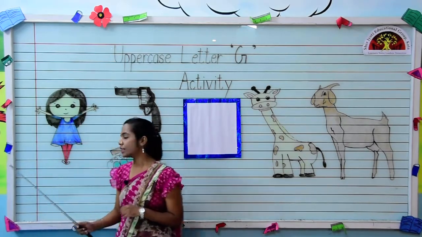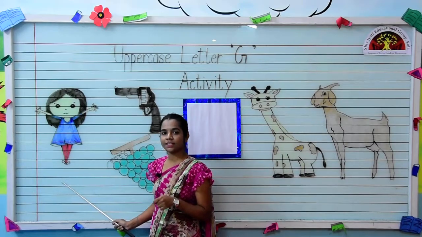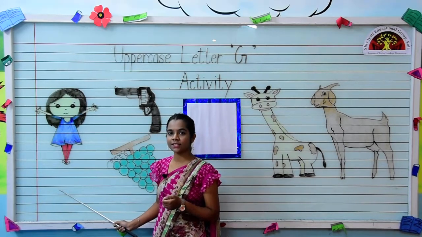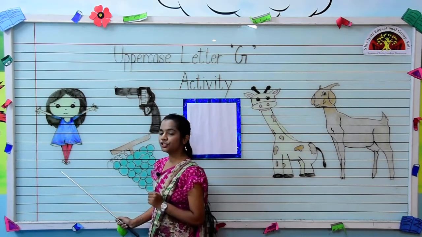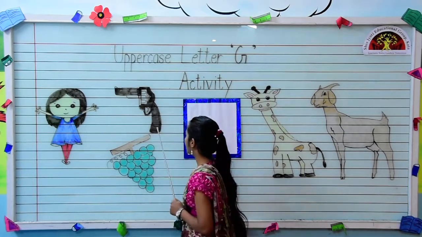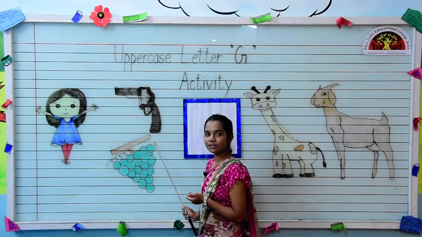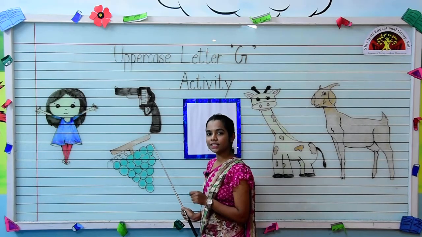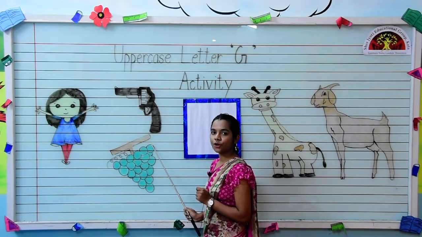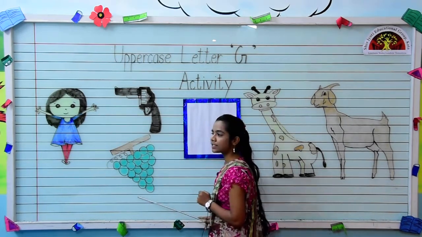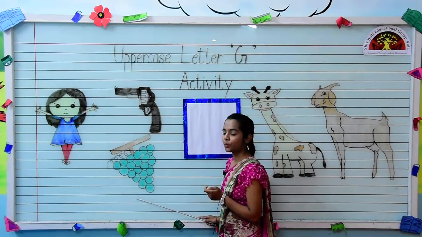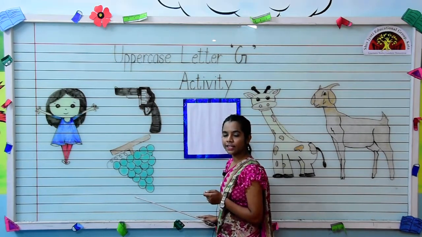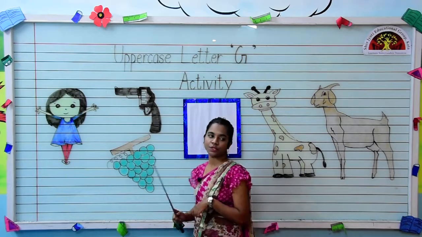Okay, so kids, what is this? This is a girl. G for girl. What is this? This is a gun. G for gun. What are these? These are grapes. G for grapes.